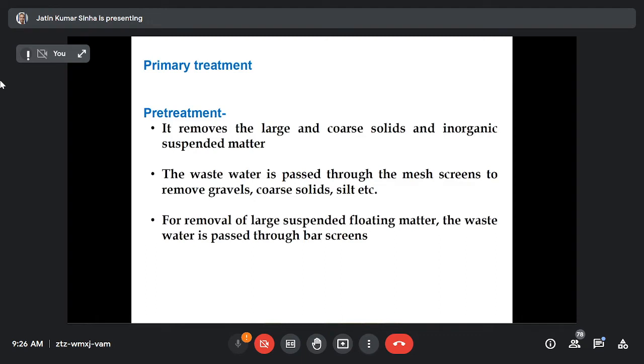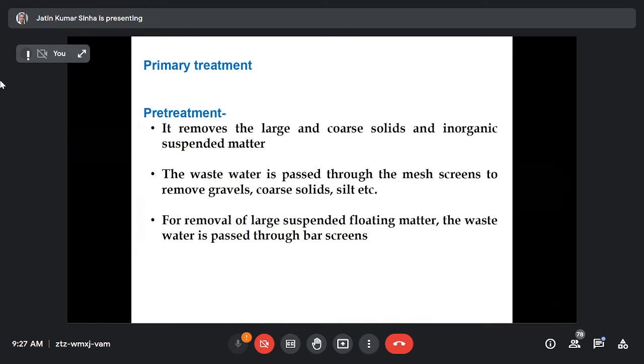The wastewater is passed through the mesh screen, so that is a physical process. It just goes through some normal mesh, having different sizes, which removes gravels, coarse solids, and slates. Okay. So bigger impurities that are present in your water.